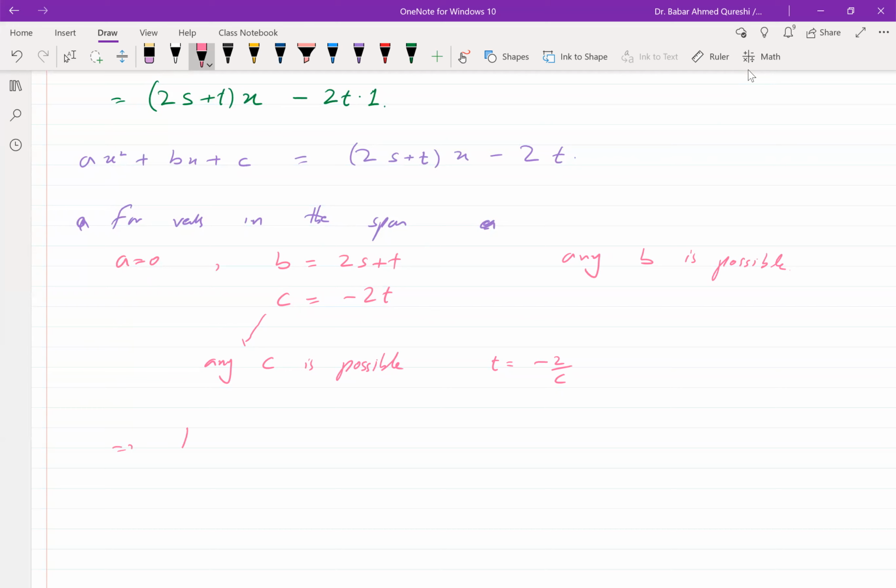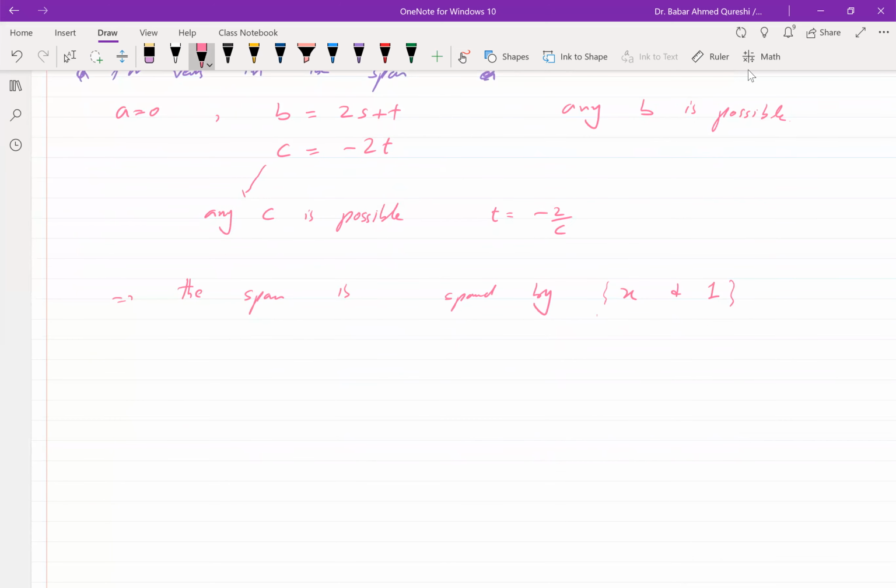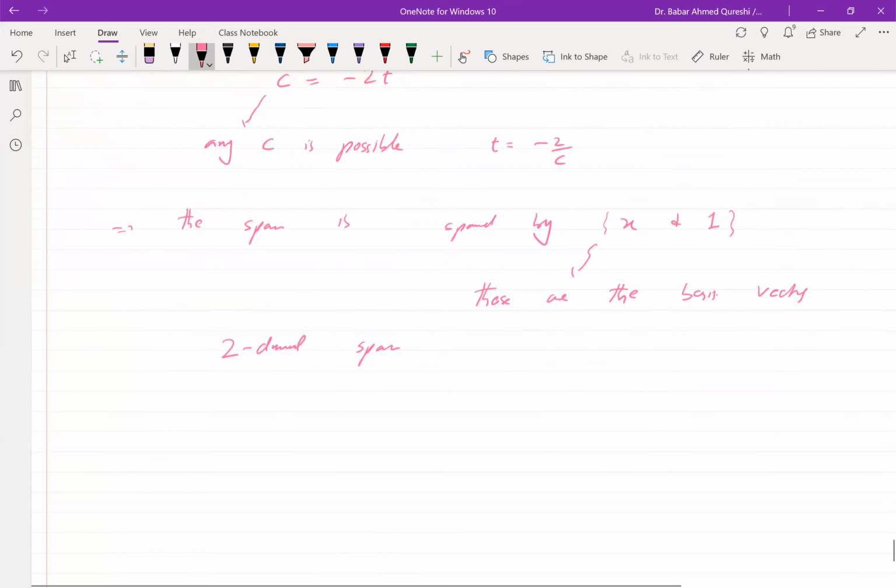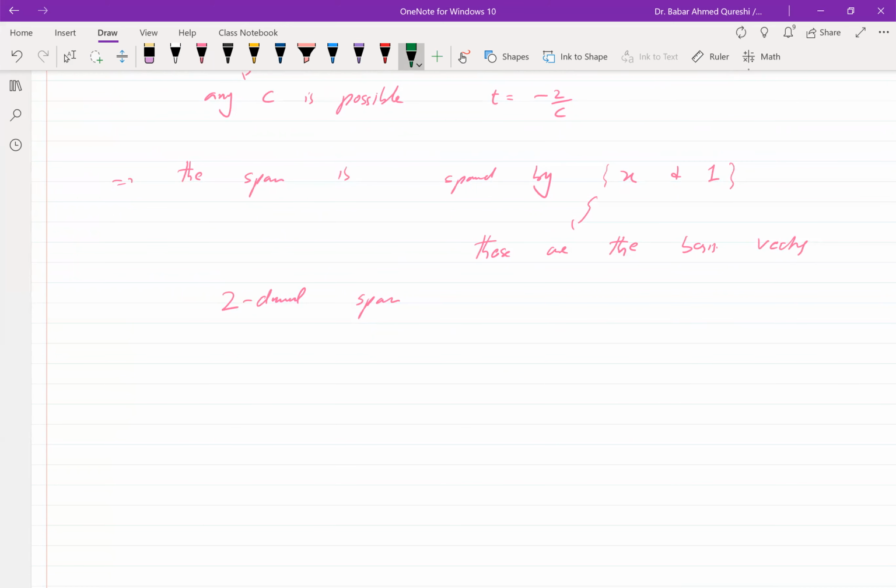So that means the space is spanned by x and 1, and these are the basis vectors, and it's a two-dimensional space. So let's stop it here.